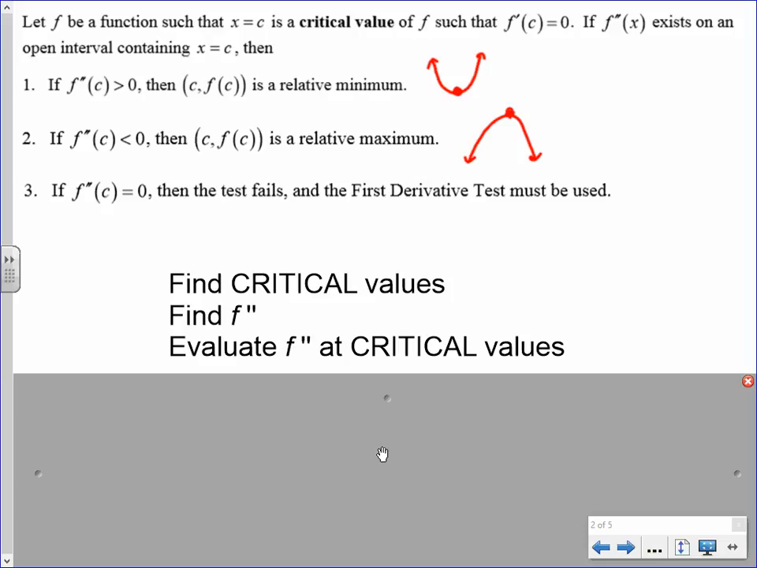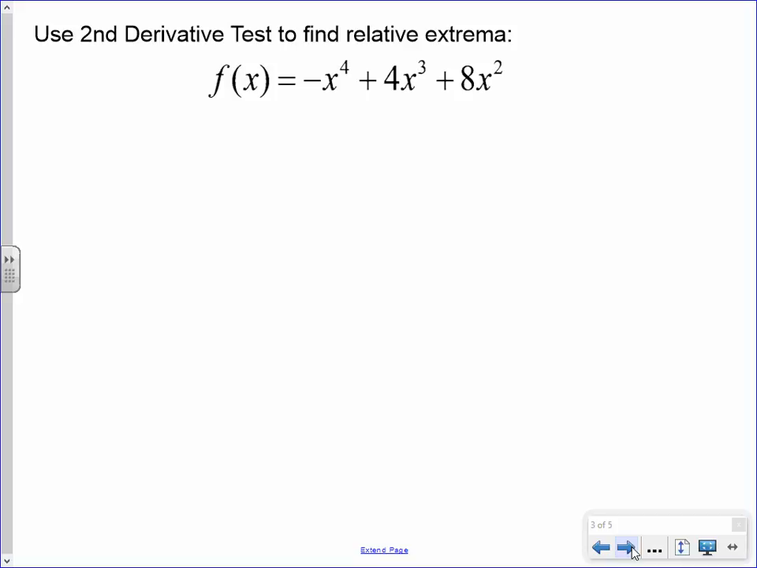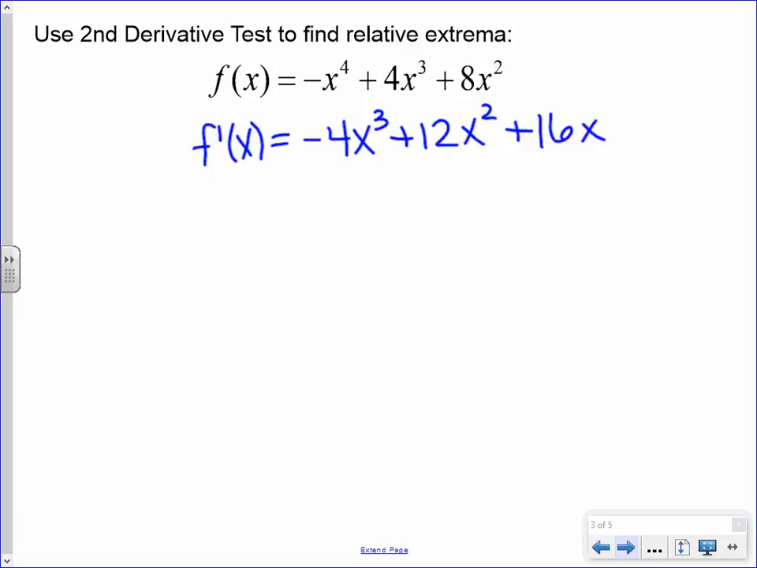So we're going to do 2 examples, and then the rest of the time will be yours to work on your assignment. Okay? So go ahead and copy down this first example. Your first step is to find the derivative. So your derivative should be negative 4x cubed plus 12x squared plus 16x. We then need our critical values, which means we need to set this equal to 0.